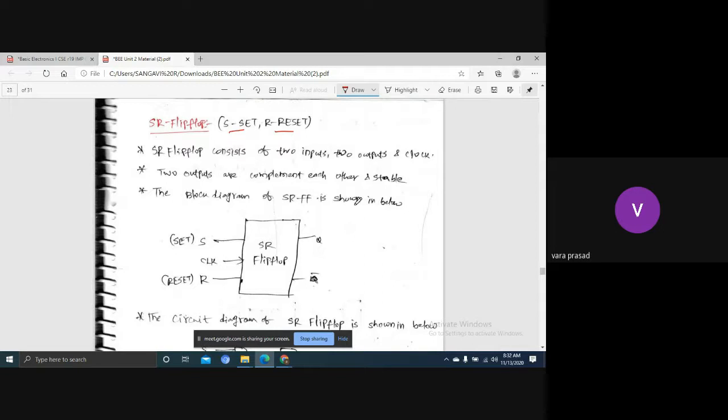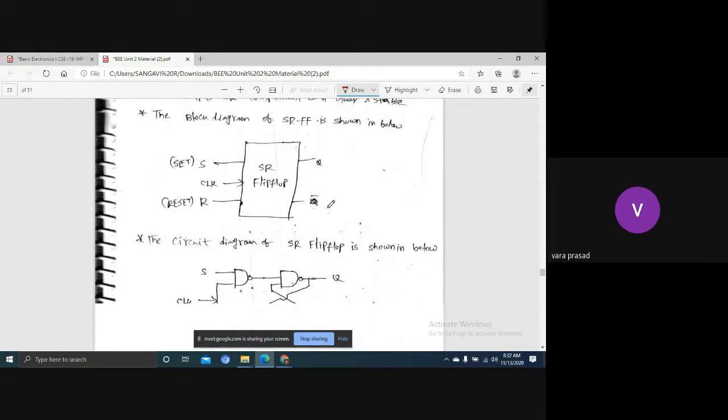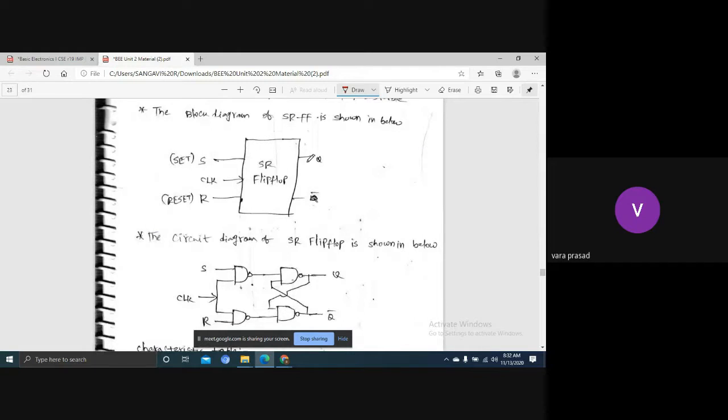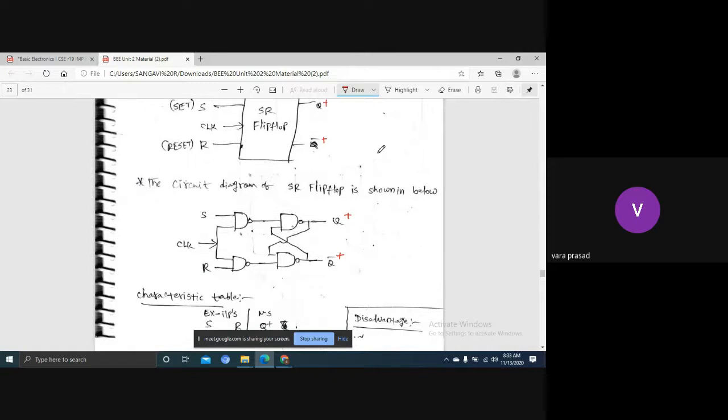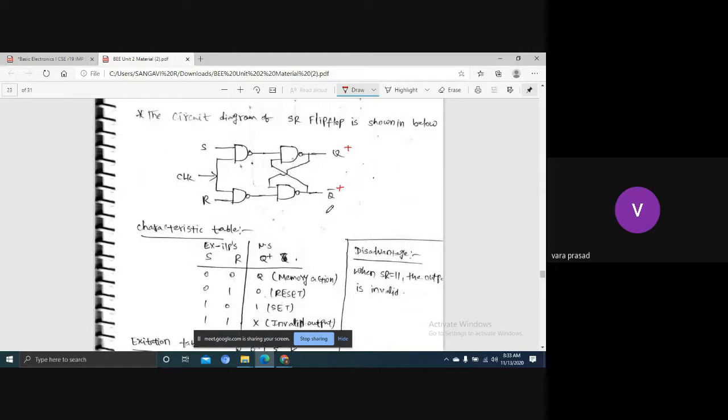The block diagram of SR flip-flop: see here, 2 inputs S and R will be there. Clock is default and 2 outputs Q, Q bar. Sometimes I can call it Q plus, Q bar plus also, not an issue. Now this is a circuit diagram. If you remember this circuit diagram, with the help of this one, we can draw the JK flip-flop.